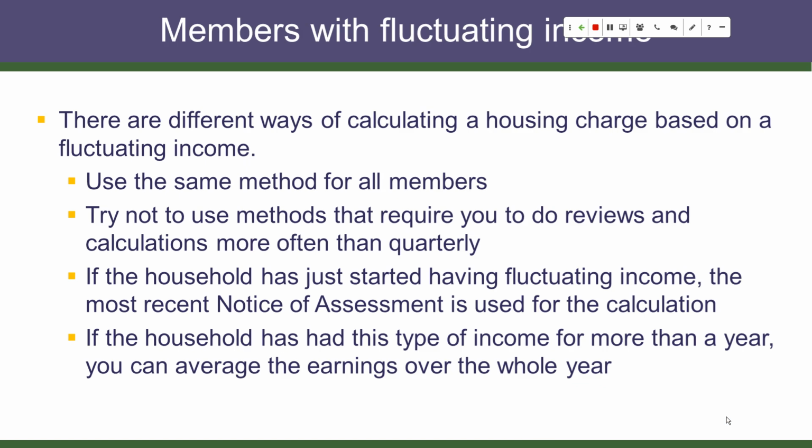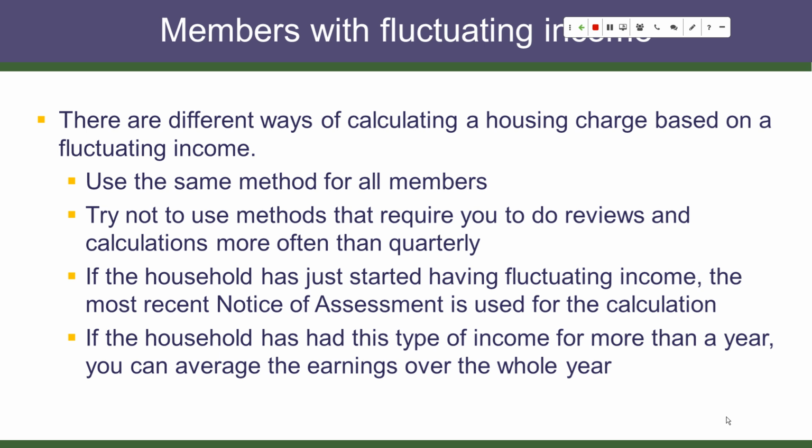Sometimes people work part-time jobs on an hourly rate, and their pay varies from week to week. So it's quite fluctuating. There's a number of different ways to do those calculations, but it's important to be fair and use the same method for all members. So if you're going to look at it depending on whether it's a biweekly basis, if they have an annual income of $32,000, you divide it by 12. You should be doing the same for John down the street, who also has fluctuating income.